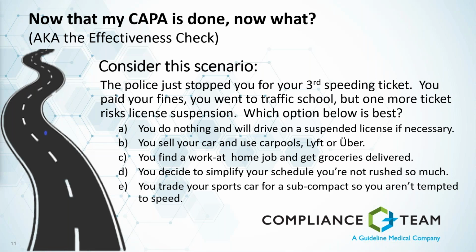Now, the first thing you have to do is your 5 whys, and your effectiveness check. Your effectiveness check for the first one would be, I'm going to drive on a suspended license. Is that really effective? No, not at all. The second one may not be effective either, because not having a car may seriously impact your life. And part of the effectiveness check is to verify that not only is the solution effective, but that it doesn't adversely affect any other parts of the process.